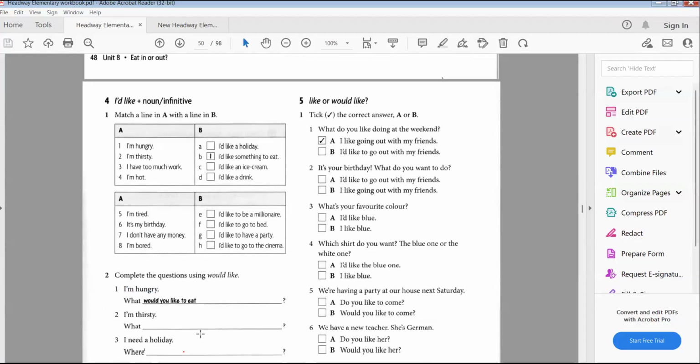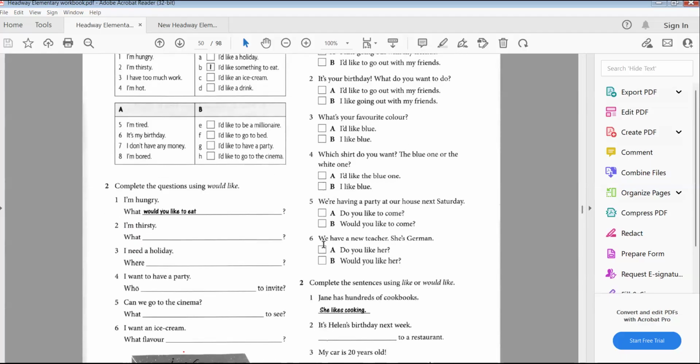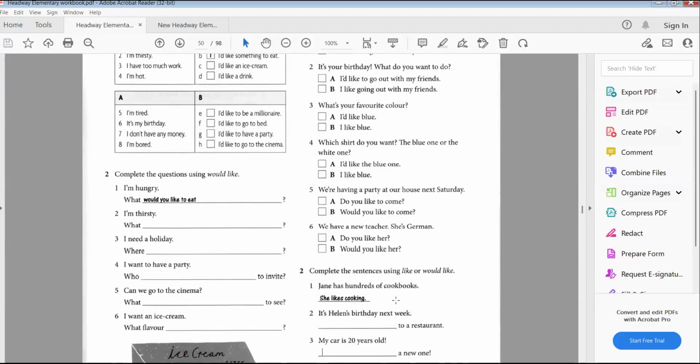So let's go with number 1 to 5 and let's answer them. Take 2 minutes to answer them because there are 6 of them, and write your answers in the chat. Just 2 minutes, okay? All right.